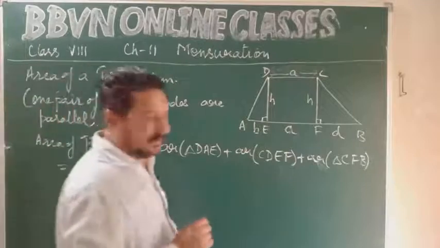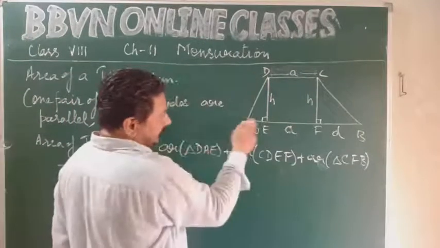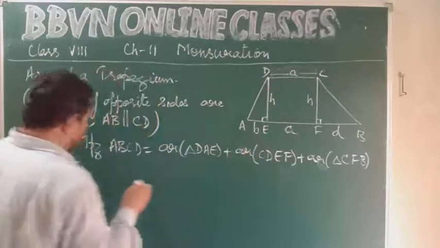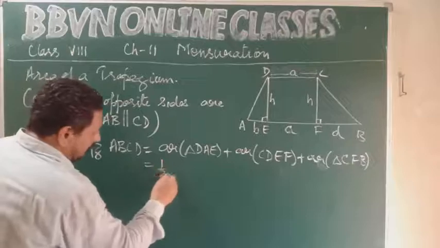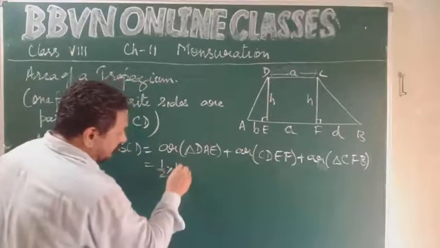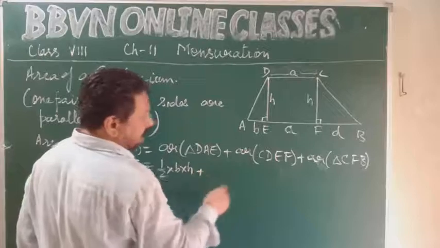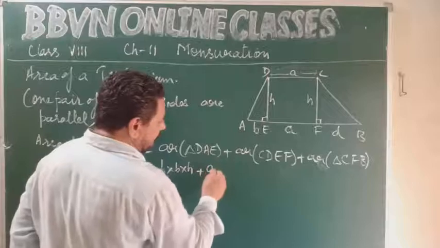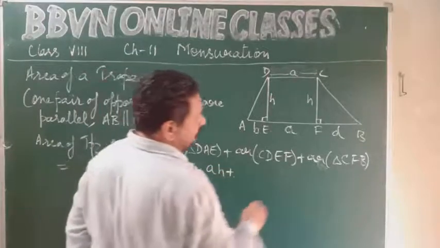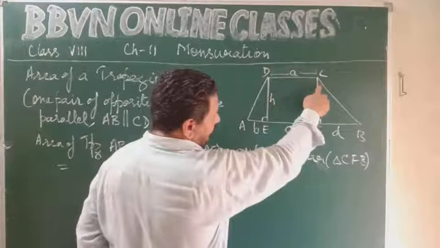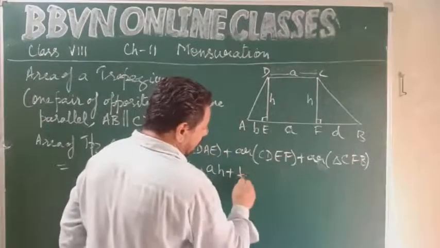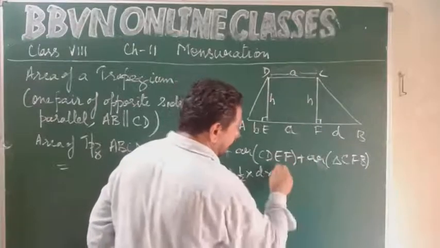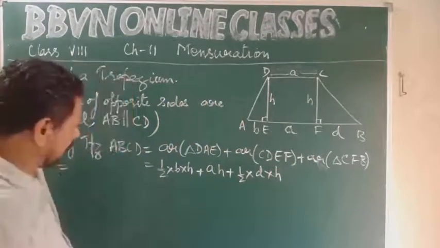Area of triangle, half into base into height. So in triangle DAE, this is 90 degrees, so this is base AE and this is height. So half into b into h plus area of this rectangle. Rectangle area is length into breadth. So a into h plus, see triangle again CFB, half into base. What is base? d into height h. Clear?